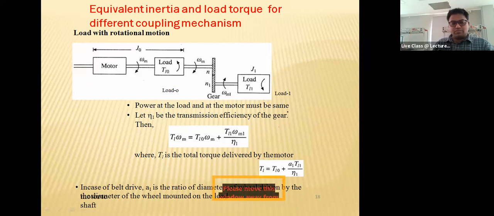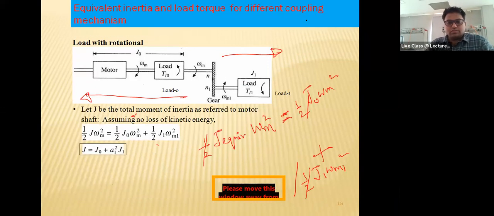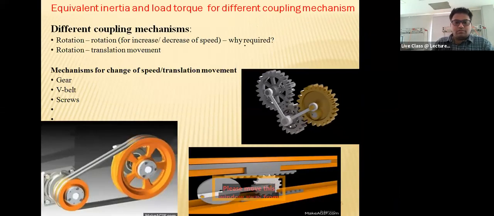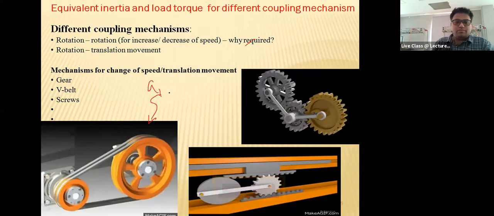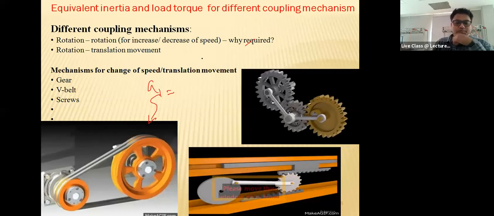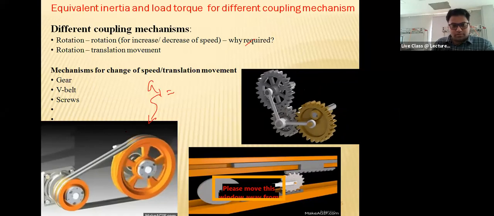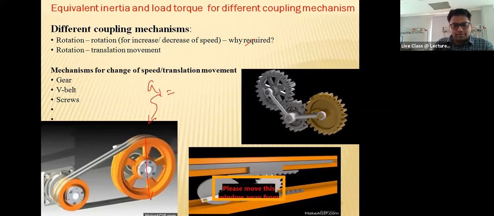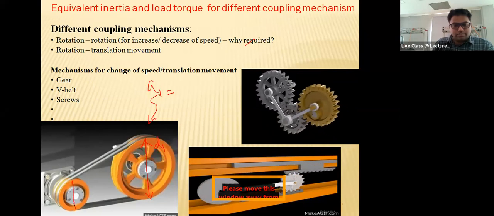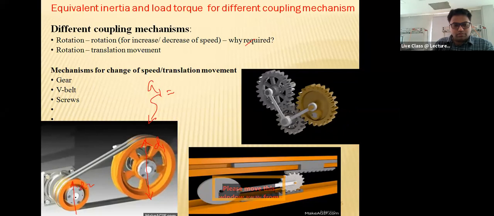Okay, so in case of belt drive, what would be the ratio? In case it was a belt drive system, belt drive means V belt, like this one. What would be the ratio for this? Let me take you to the slide. Yeah, this one. What would A1 be? So in this case, this is the diameter of this wheel, say this is D1, and this is the diameter of the smaller wheel, say this is D2, right? So what would be the speed ratio? It will be D1 by D2. It would be the ratio between the two diameters of the wheel. Hope it is okay.